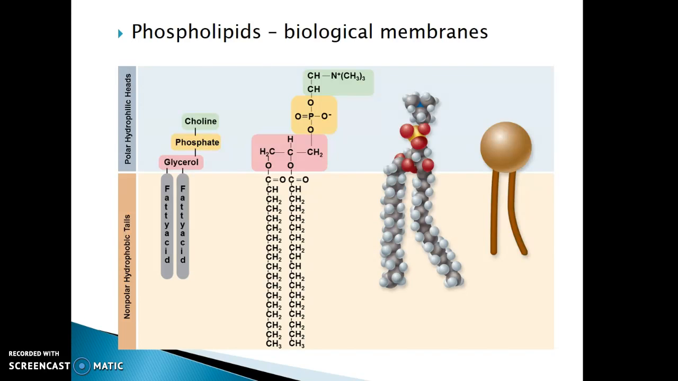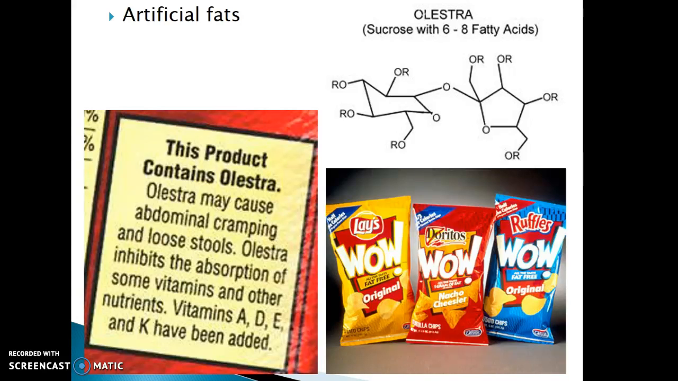So other things we'll see with lipids is that scientists have created fake lipids. We call them the artificial fats. One of the more common ones is olestra. Now, olestra is this fake fat, artificial fat, that is not recognized by the body.